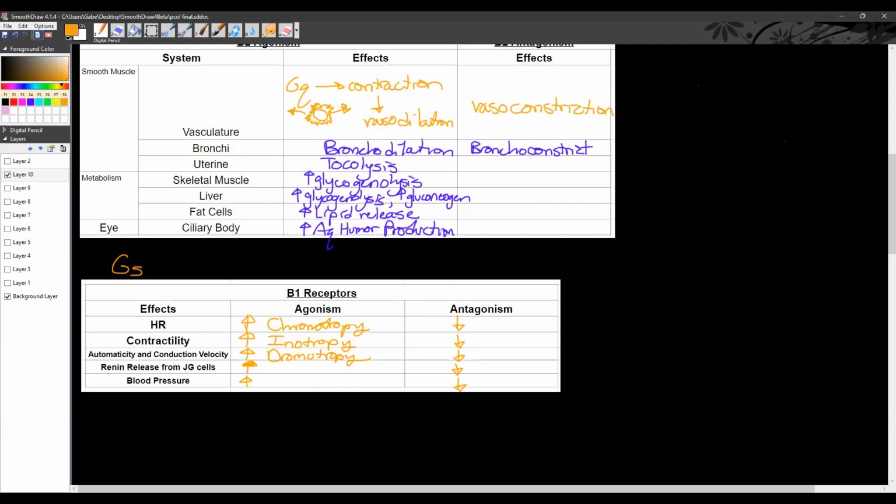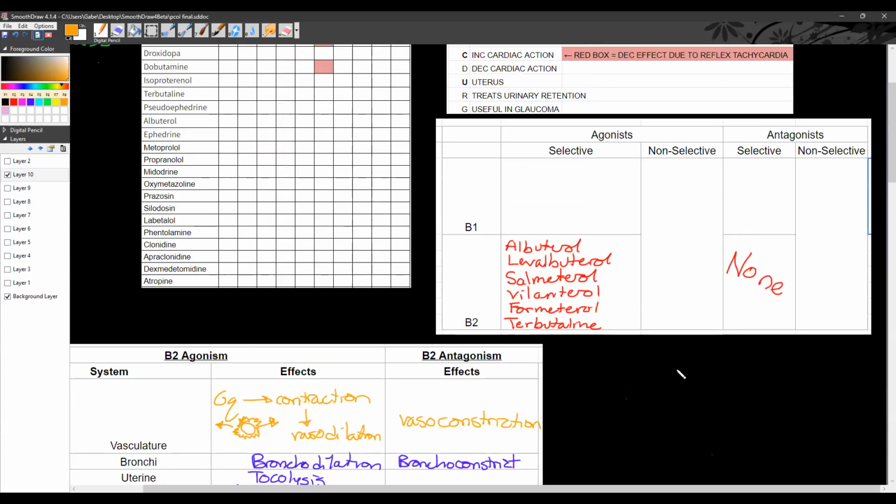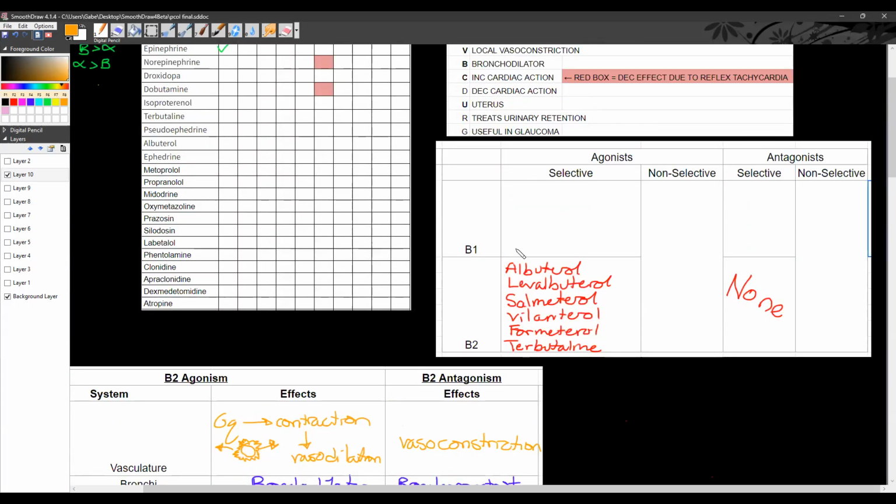All right. Let's go back to our drug list. What is our only beta 1 selective drug? Dobutamine. Very nice. And then how about our non-selective beta agonist? Which one was our non-selective one? I'll tell you, it starts with an I. You're very close, with propranolol. Isoproterenol. Very nice.